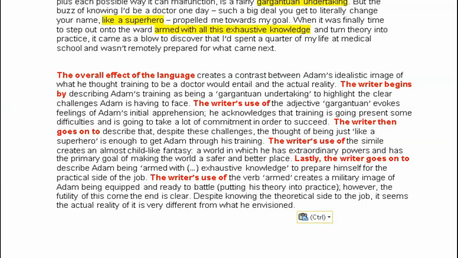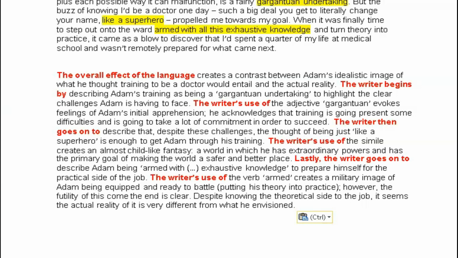The writer's use of the adjective gargantuan evokes feelings of Adam's initial apprehension. He acknowledges that training is going to present some difficulties and it's going to take a lot of commitment in order to succeed. The writer then goes on to describe that, despite these challenges, the thought of being just like a superhero is enough to get Adam through his training. The writer's use of the simile here creates an almost childlike fantasy, a world in which he has extraordinary powers and has the primary goal of making the world a safer and better place.